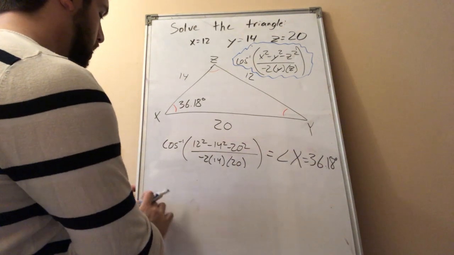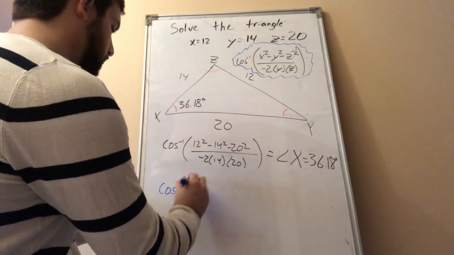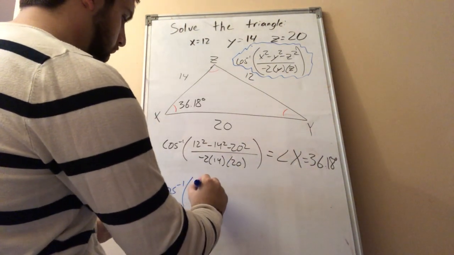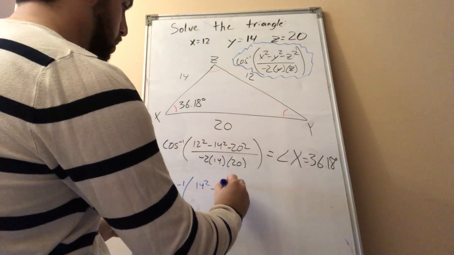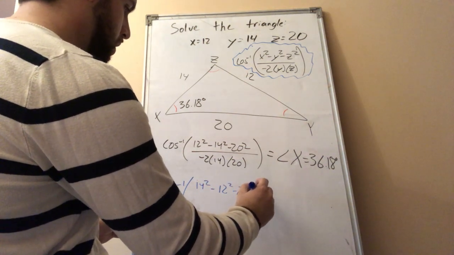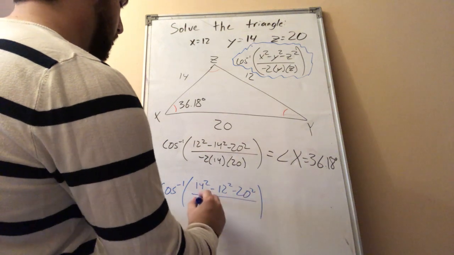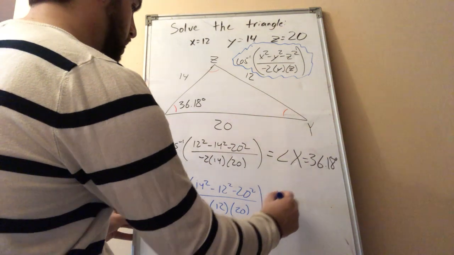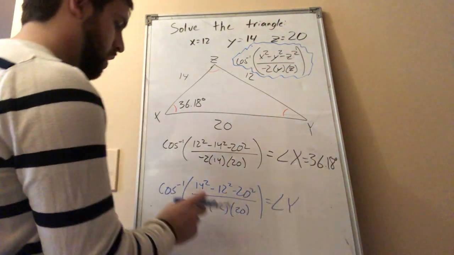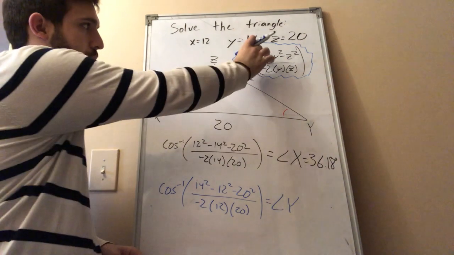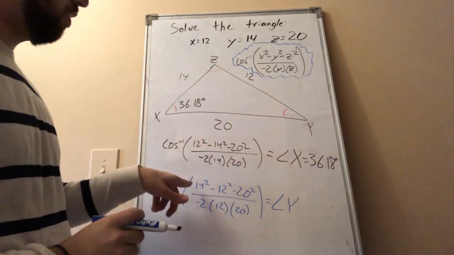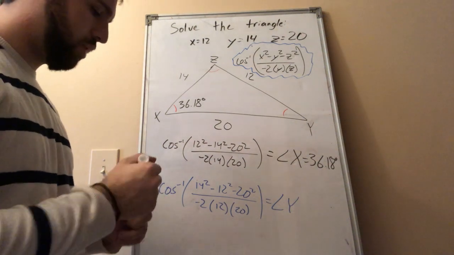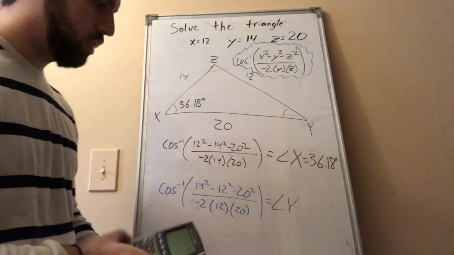So I'm going to have another formula where it's cosine inverse of, and now instead of 12, I'm going to have my y squared, so 14 squared minus 12 squared minus 20 squared, all divided by negative 2 times 12 times 20, and that's going to equal the measure of angle y. If you notice the difference between these formulas, I just swapped out my x and my y value. So I have 14 squared minus 12 squared now, and where it was divided by 14 it is now divided by 12. So just flipping those two out.